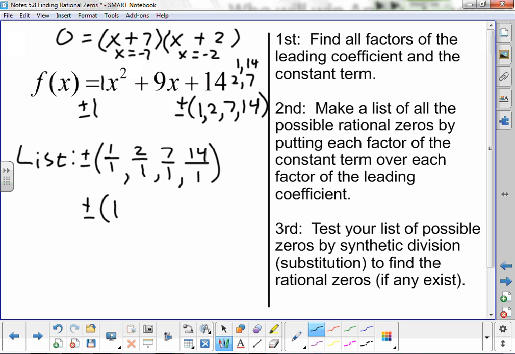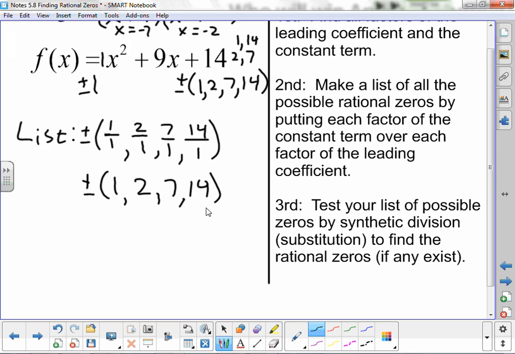1 divided by 1 is 1, 2 divided by 1 is 2, 7, and 14. So that's our list of possibilities: +1, -1, +2, -2, +7, -7, +14, -14. Now it just so happens that this list matches this list right here, and it's only because we divided this list by 1. When you divide something by 1, you get the exact same thing back out.